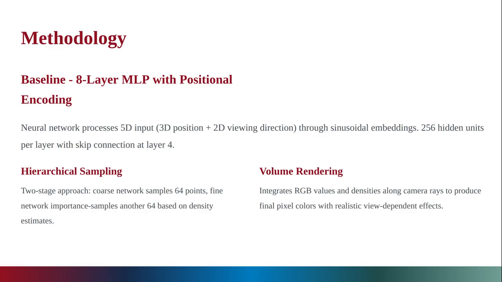The network has 256 hidden units with a skip connection at layer 4 that helps preserve fine detail by allowing direct information flow from the input to deeper layers.